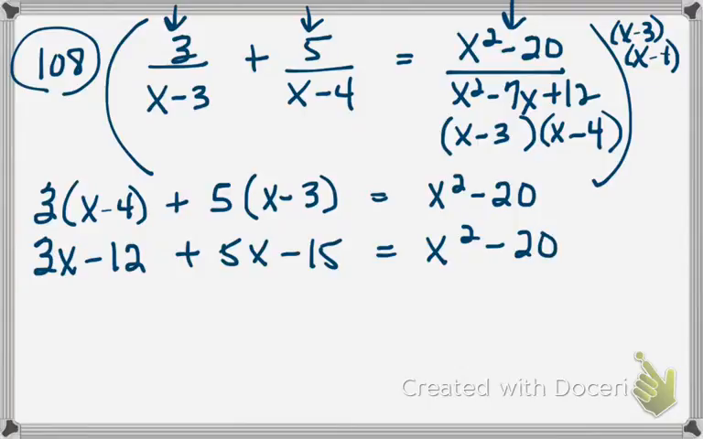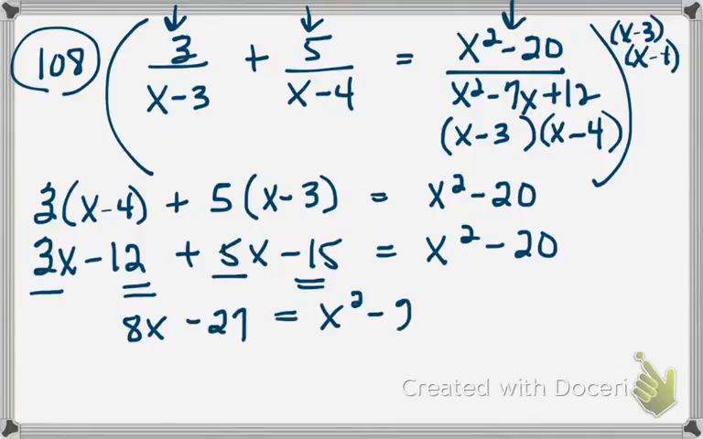Okay, tell me what you're thinking. Combine like terms. That's going to give me 8x minus 27. Tell me what you're thinking. Distribute the 20 over. Add 20 to the other side. Okay, that's not a bad idea, but if you're saying move 20 over, you're also going to tell me to move x squared over, and I don't like x squared to be negative.